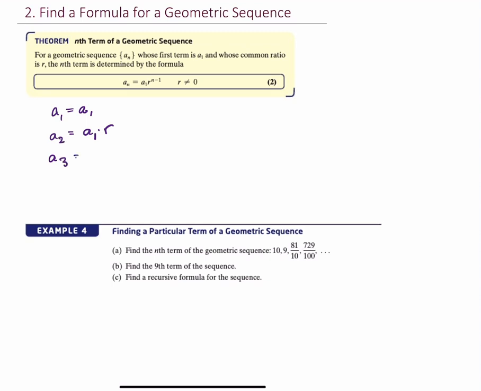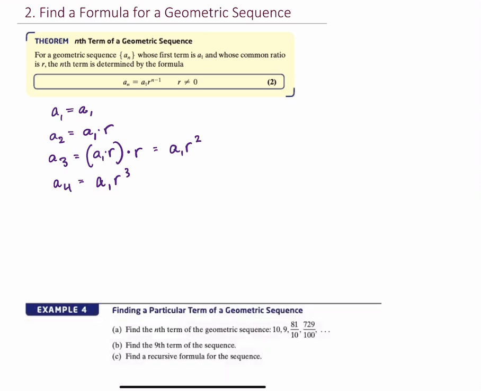So our third term, we would take our previous term, which is a sub 1 times r, multiplied by another r. So we can write that as a sub 1 times r squared. Then our fourth term, we'd multiply by another r, so let's just write that as a sub 1 times r cubed. So we can imagine this pattern continuing. Notice this is n minus 1. So we can say in general, a sub n should be our first term times r to the n minus 1 power. This will be our nth term of a geometric sequence.